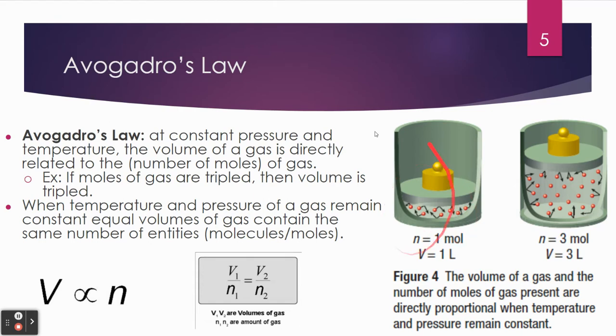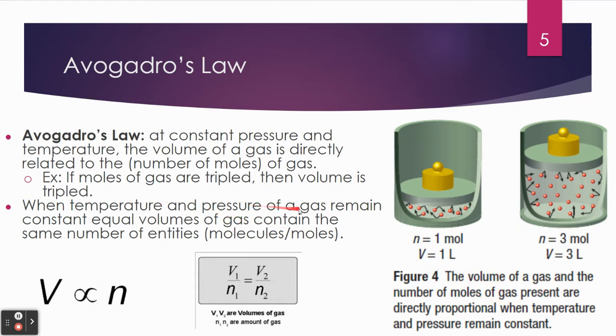For example, let's say at a certain temperature, I have 1 mole of gas, and the volume it occupies is 1 liter. If I triple my moles of gas, then I triple my volume. So I have 3 times more moles, it takes up three times more space. And that's assuming I don't increase the pressure, I don't hold it down, so it will just increase the space that it takes up.